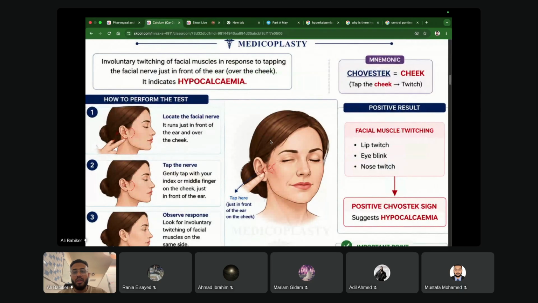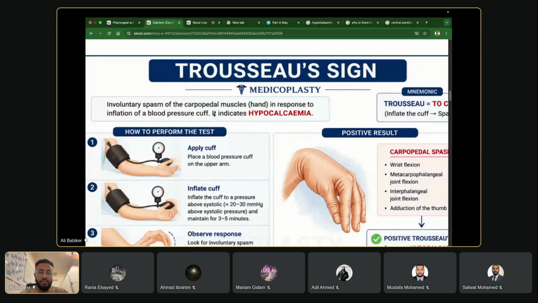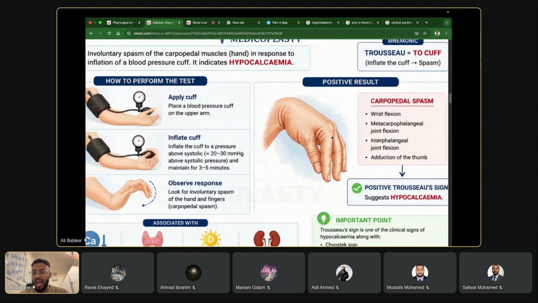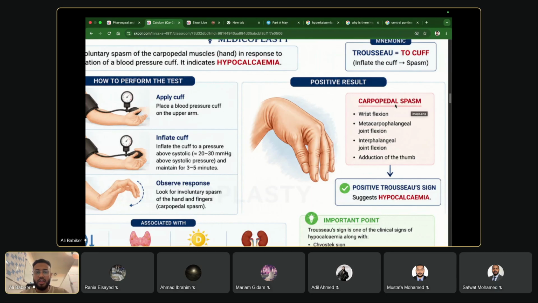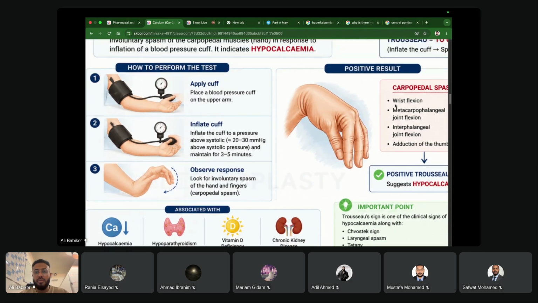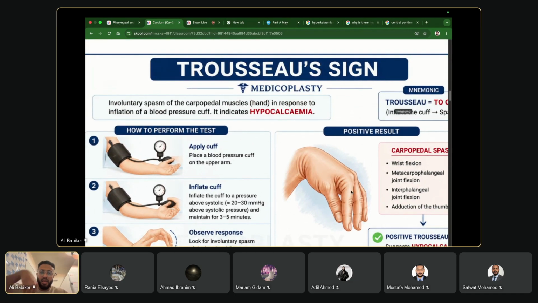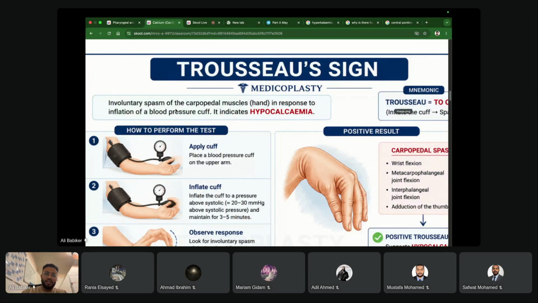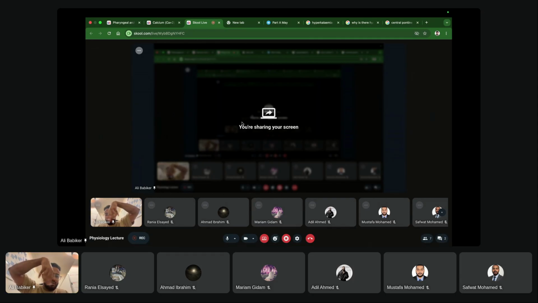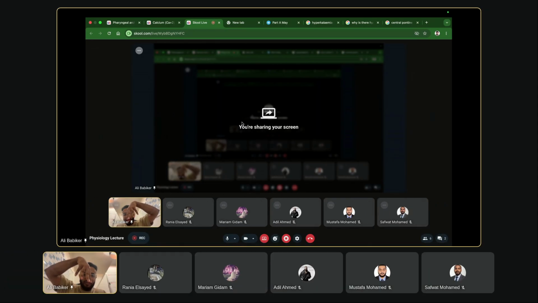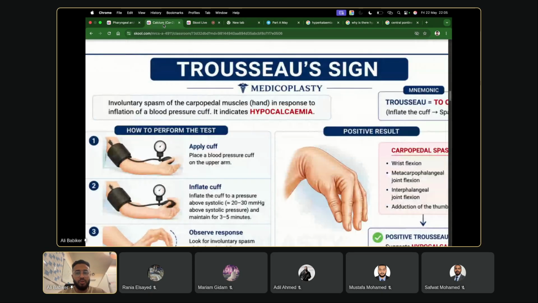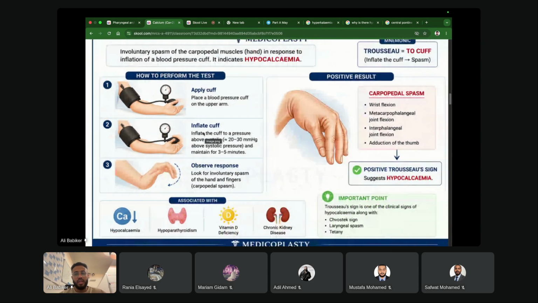Okay. You have also Trousseau sign, which is place a blood pressure cuff on the upper arm. Your patient will have carpopedal spasm. All right. We call this Trousseau sign. How do I memorize it? Trousseau is like a trimmer, like he's doing his hand like this. I know the way I memorize is stupid, but Trousseau from trimmer like this, and Chvostek from cheek. Okay, this is how you memorize both of them.